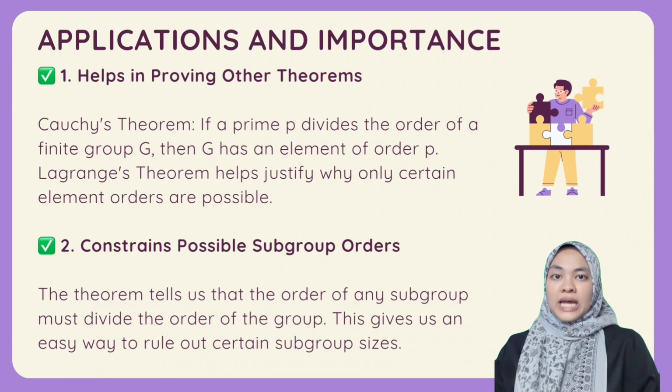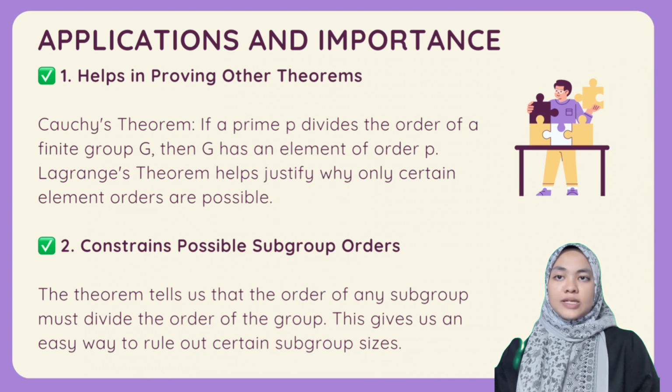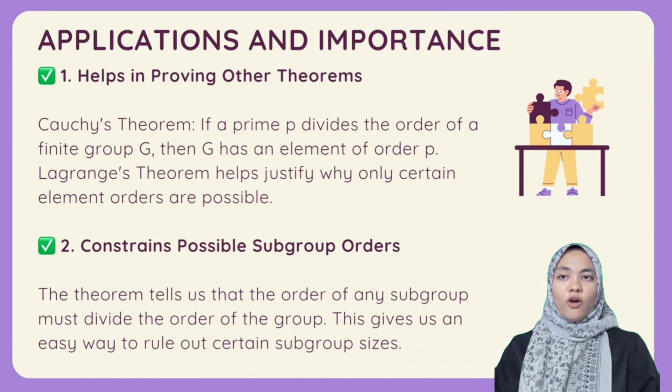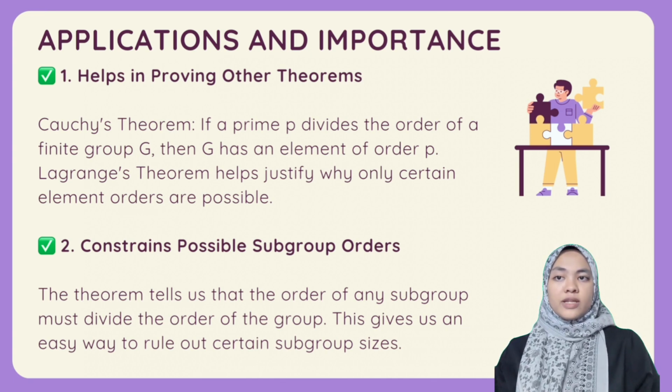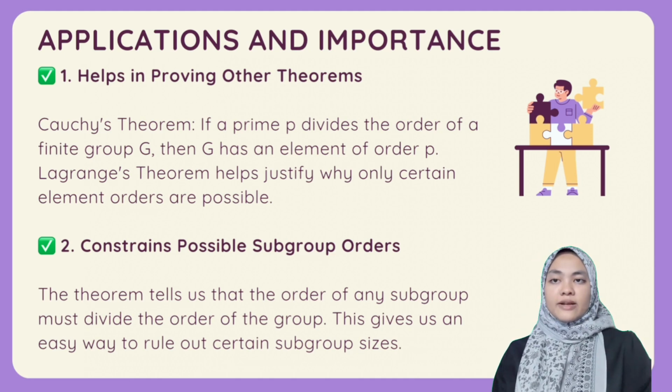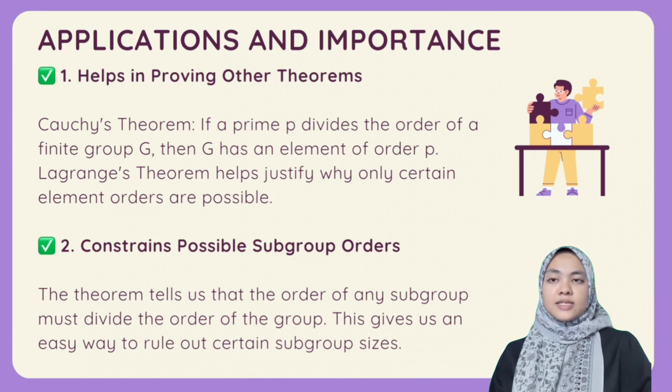Moving on to the applications and importance of Lagrange's theorem. First, it helps in proving other theorems. Cauchy's theorem states that if a prime p divides the order of a finite group G, then G has an element of order p. Lagrange's theorem helps justify why only certain element orders are possible. The second one is that Lagrange's theorem helps constrain possible subgroup orders. The theorem tells us that the order of any subgroup must divide the order of the group. This gives us an easy way to rule out certain subgroup sizes.